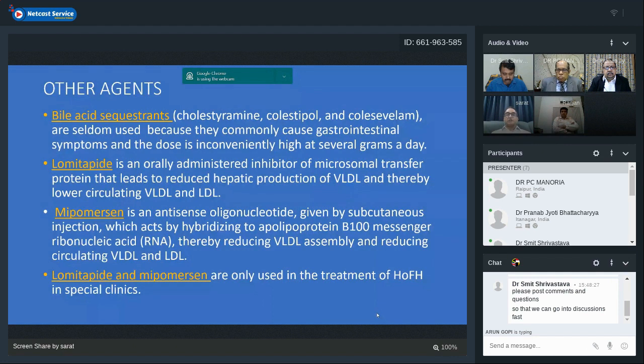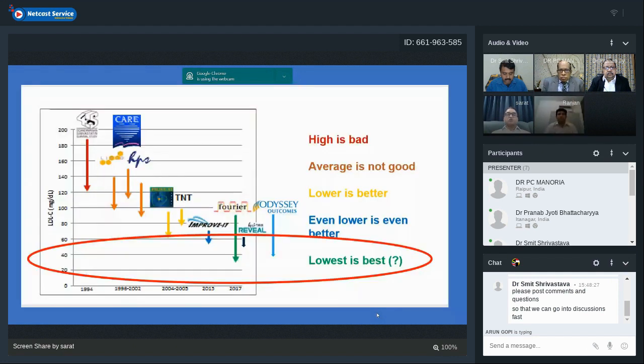And this is what you have from the old trials: high LDL is bad, the average is not good, and the lower the LDL, the better, as you can show in the TNT trial. Even lower is better. This data has specifically come from the PCSK9 inhibitor trials and the IMPROVE-IT trial. And lowest is best, that we have data today from the FOURIER sub-analysis.